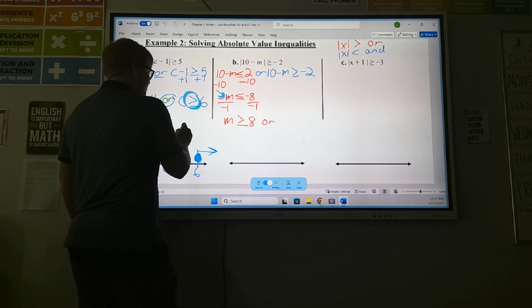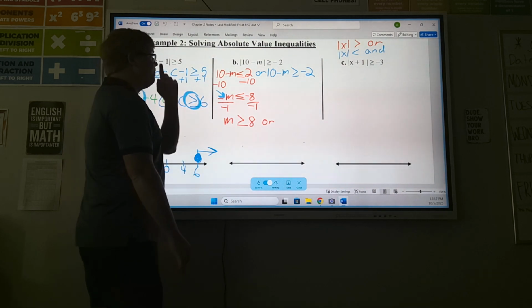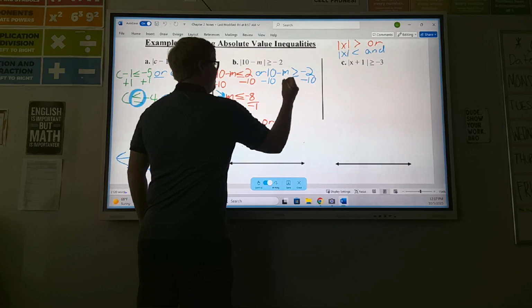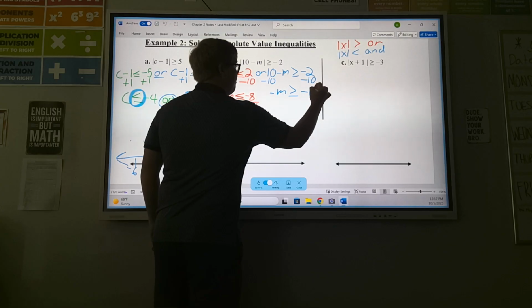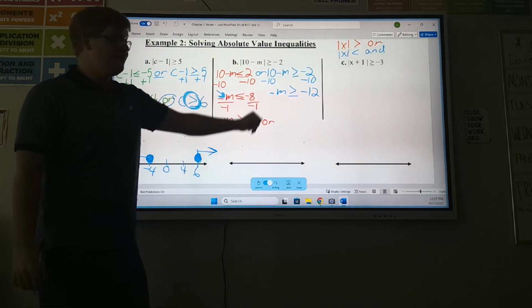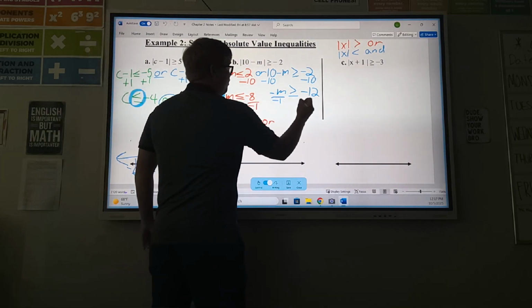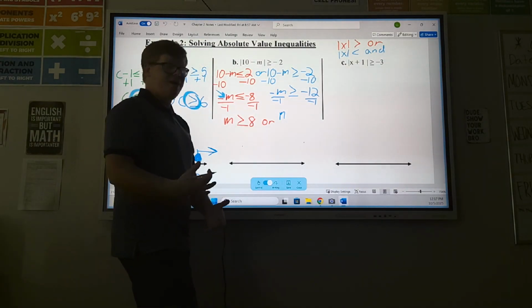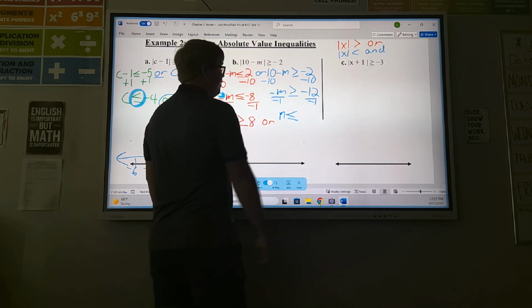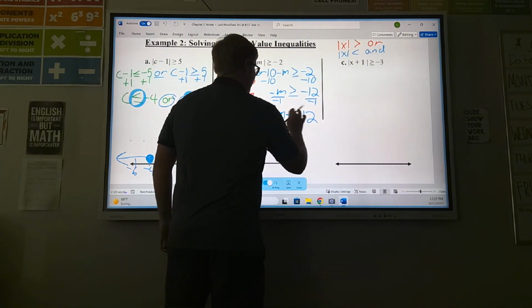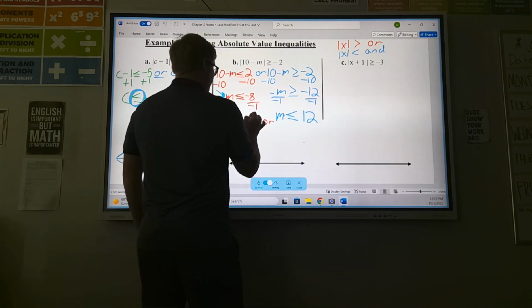Let's solve the other equation. We have to subtract our 10 again, which gives us a negative n is greater than or equal to a negative 12. Again, we have to divide by a negative 1 because we can never have a negative variable. Divide by a negative 1. We have n. We have to flip our sign because we divided by a negative. And negative 12 divided by a negative 1 is a positive 12. Okay, so here's our answer.